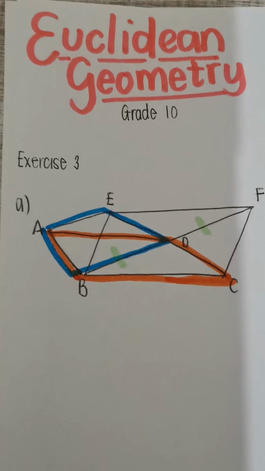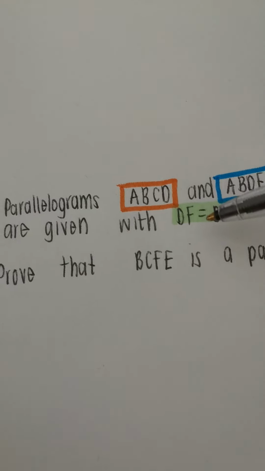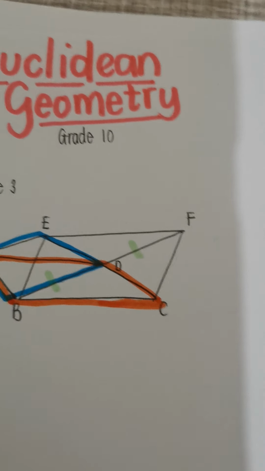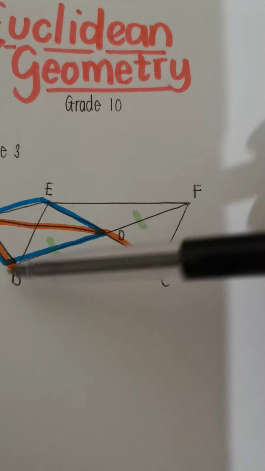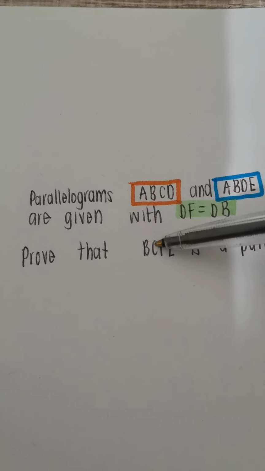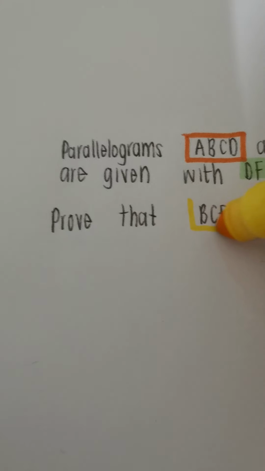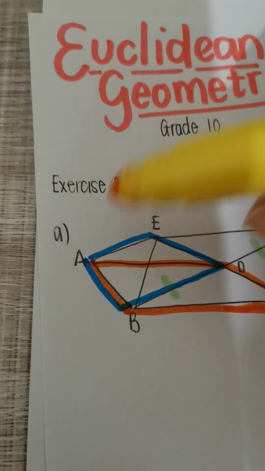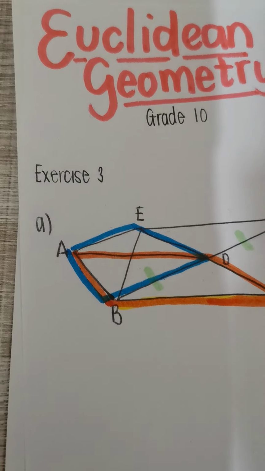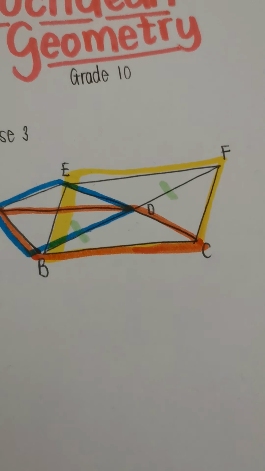So all the properties about the parallelogram hold true, and we are given DF equals DB. I highlighted that as well. DF equals DB. They want us to prove that BCFE is a parallelogram. Let me highlight that. BCFE. So this big one over here, we need to prove that it's a parallelogram.